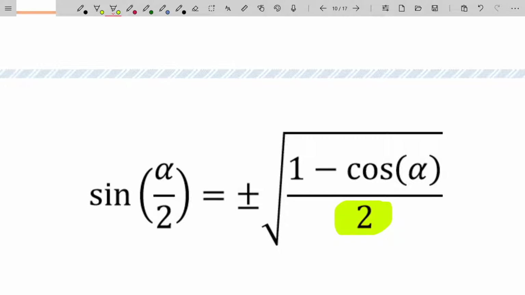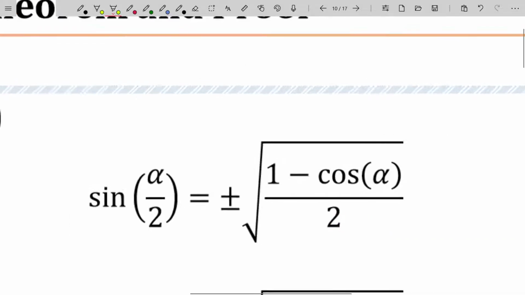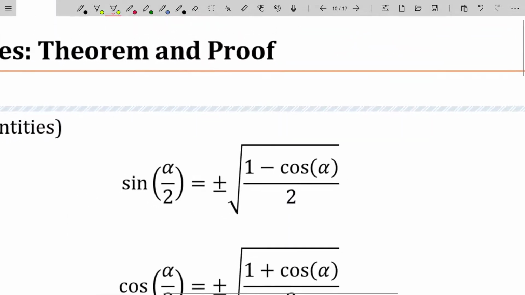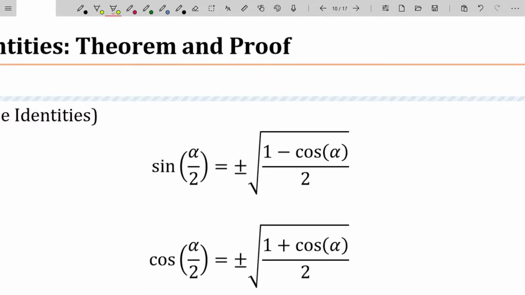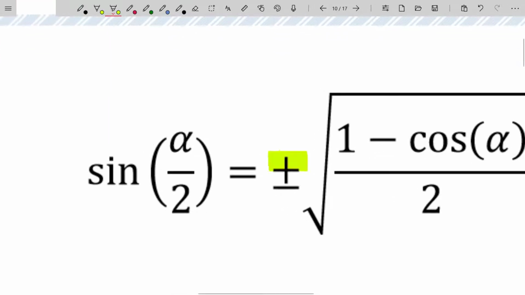A lot of students miswrite this and they write that 2 outside of the radical. That 2 is in the denominator and it's in the radical. It's part of the radicand. So just to let you know, that's something that I find a lot of students make mistakes on. Notice there's a plus or minus in front. We'll discuss why that's there in a moment.